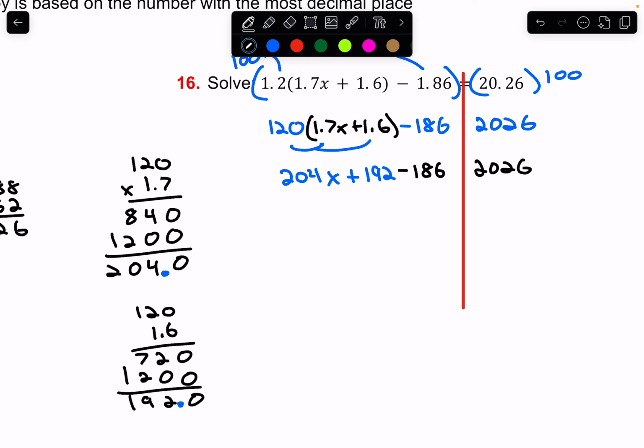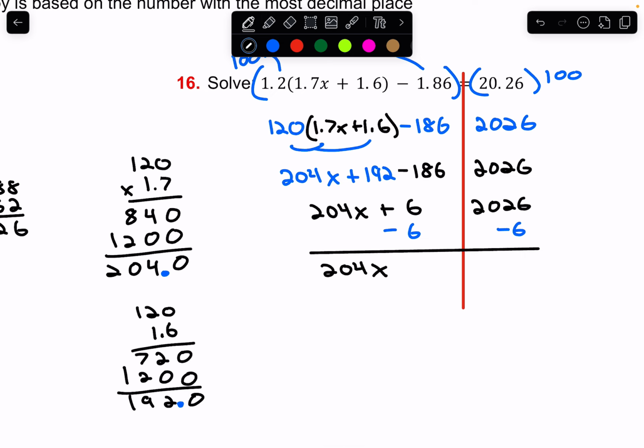Now I'm going to have to go ahead and combine like terms on the left. So the 204x stays alone, but 192 minus 186, that's a difference of 6. So I can say plus 6 here. 2026 on the other side. Now, nice easy solving steps. I'm going to subtract 6 from both sides. That's going to leave me with just the 204x on the left because the 6's are additive inverses. They cancel. On the right side, I get 2020.